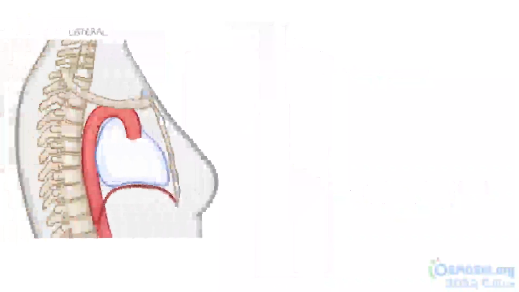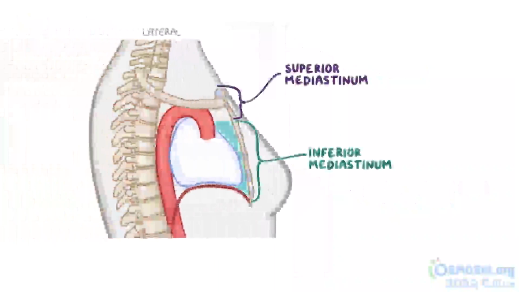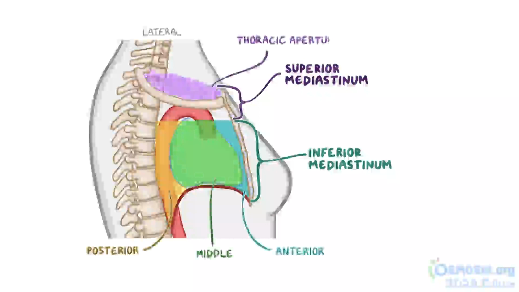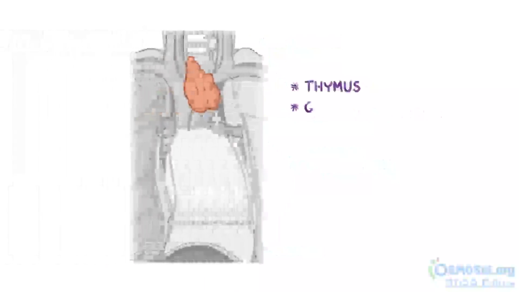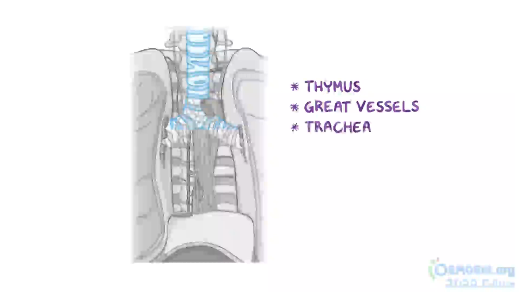All right, as a quick recap, the mediastinum is divided into the superior mediastinum and an inferior mediastinum, where the inferior mediastinum is further subdivided into the anterior, middle, and posterior mediastinum. The superior mediastinum lies between the thoracic aperture superiorly and the transverse thoracic plane inferiorly. From anterior to posterior, the superior mediastinum contains the thymus, the great vessels, the inferior continuation of the trachea, the inferior continuation of the esophagus, and lymphatic trunks.